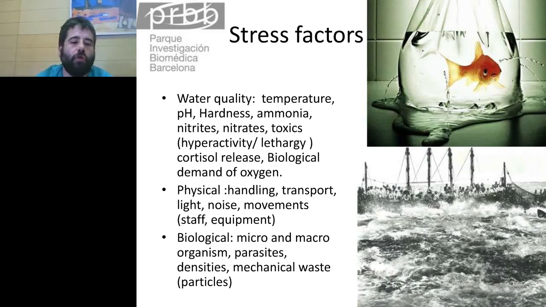And another kind of factors that could stress our fish will be the biological ones. When I mean biological ones, we can think in what are the pathogens, okay? And also the interrelations between the fish and other fish. Also, if we have a lot of particles flowing in our water, they will stress our fish.